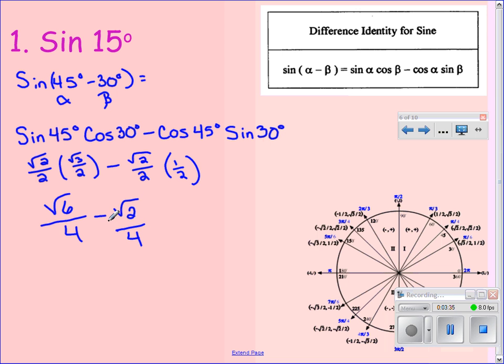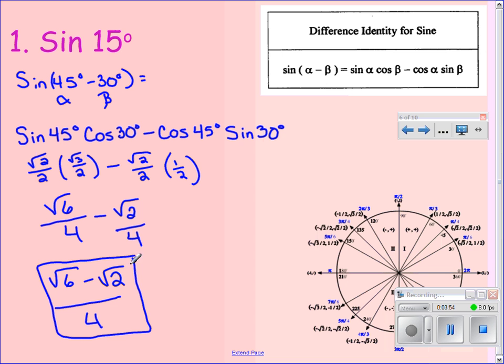We already have a common denominator, which is perfect. If you don't get a common denominator, you did something wrong. So our denominator is 4, and our numerator is going to be square root of 6 minus the square root of 2. There's nothing else to simplify, so that is exactly how we are going to write our answer.